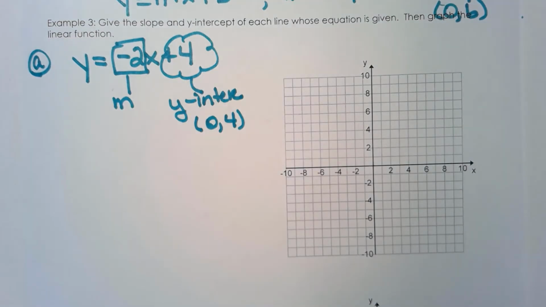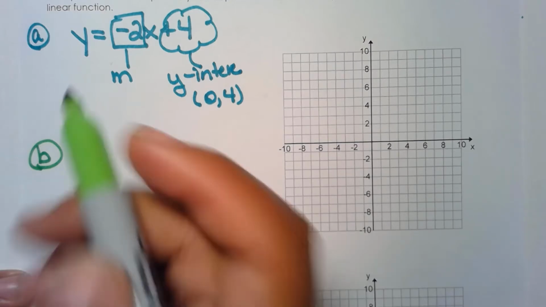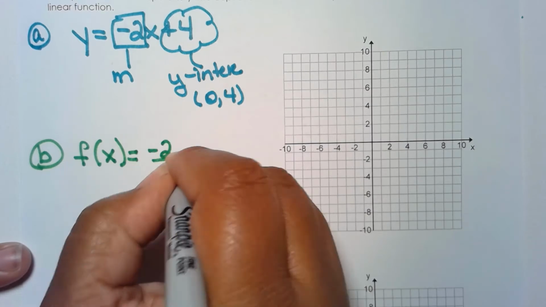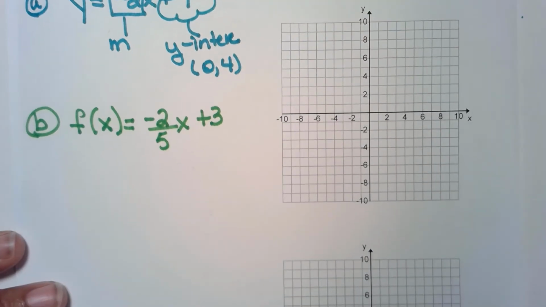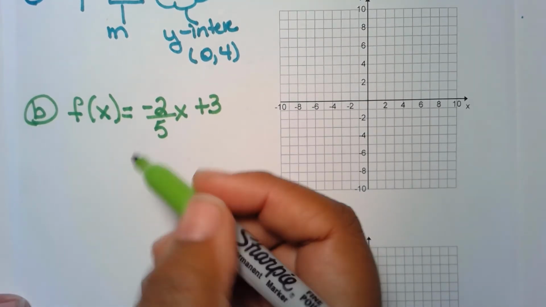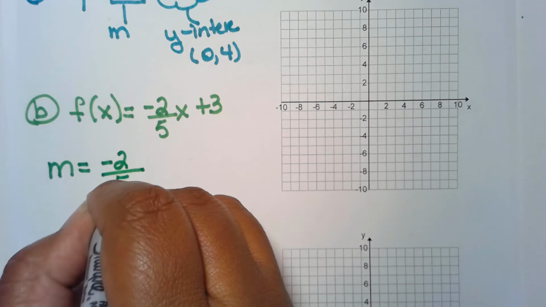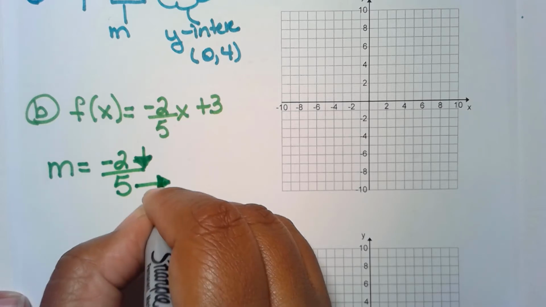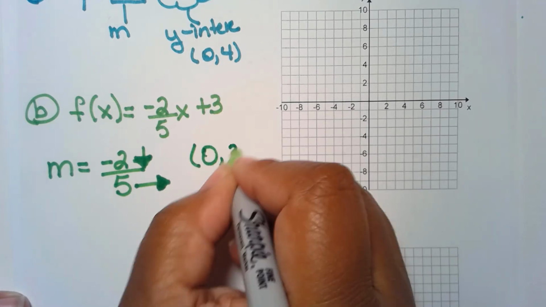B, we have here a function. What if we wrote this as a function? F of x is equal to negative 2/5 x plus 3. Find the slope, find the y-intercept. So our slope is what here? Negative 2 over 5. We're going to rise 2 units, meaning we're going to go down 2, and then we're going to run 5 units to the right. And then our starting point, that will be our y-intercept, is at 0, 3.